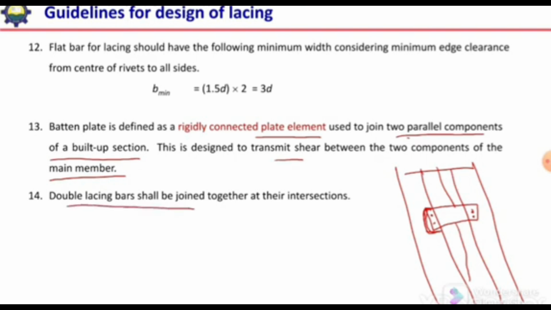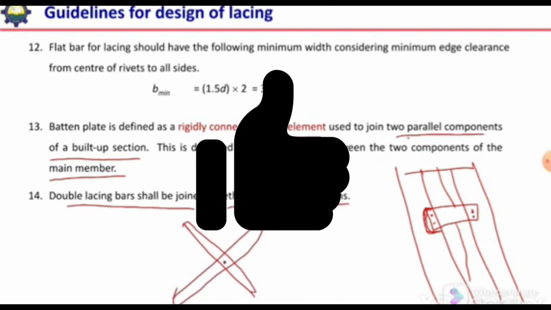So double lacing shall be joined together at the intersection. If we are using double lacing, the lacing elements should be joined at the intersection at this point by using a rivet.